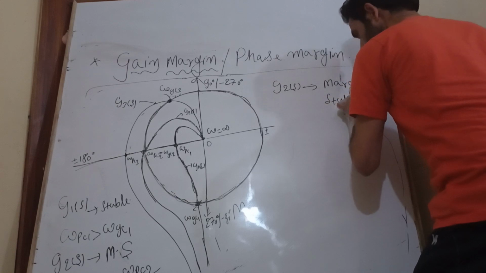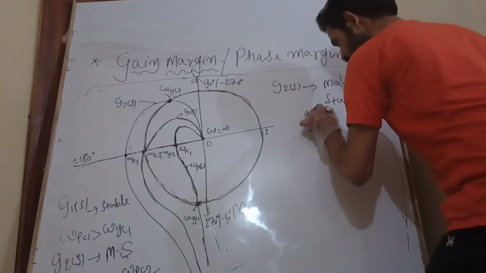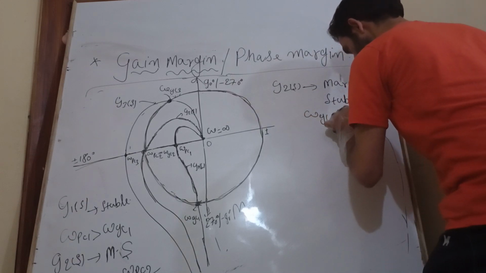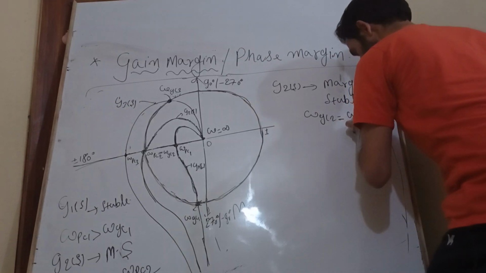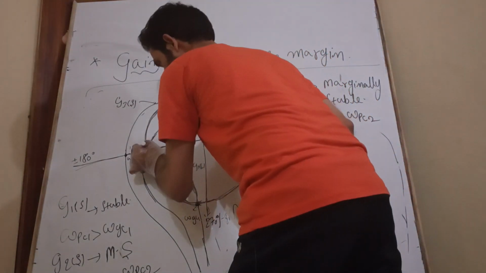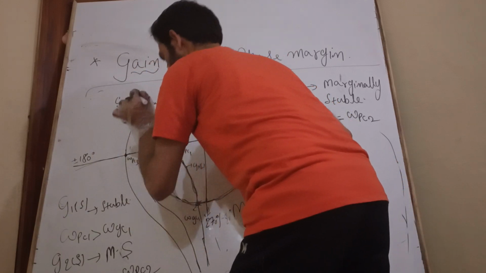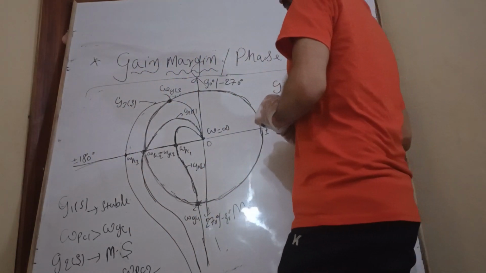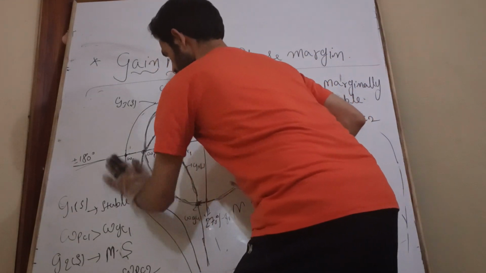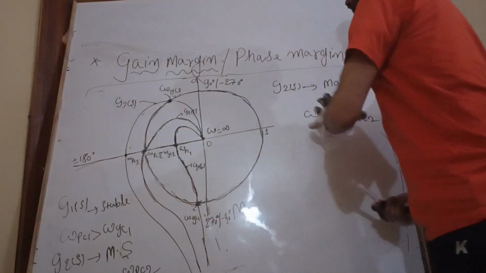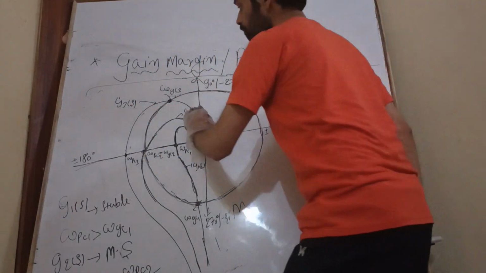Stable. Okay, marginally stable, for which omega GC2 is equal to omega PC2, because it is cutting both the unit circle and the real axis at the same point. Now coming to system 3. System 3 plot is what?